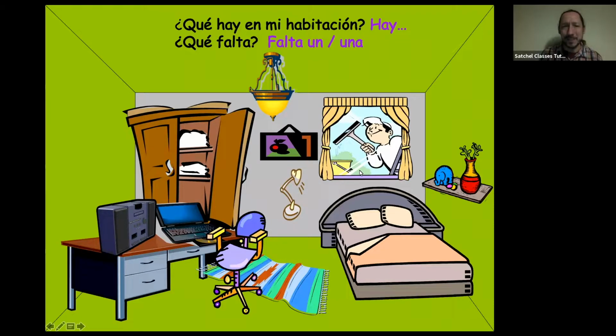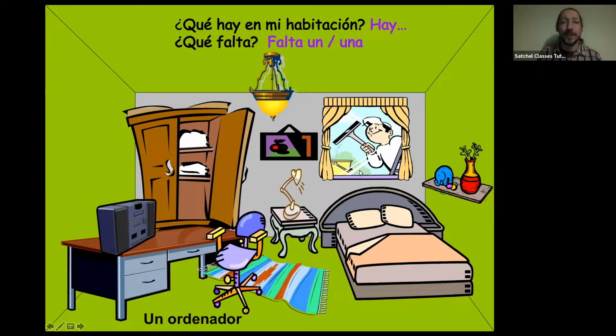¿Qué falta en mi habitación? What's missing? And there is something that is very weird here that wouldn't happen in real life if I actually pulled away that object. Exactly. Una mesa. Falta una mesa. Ready for the next one? ¿Qué falta en mi habitación? Un ordenador. Falta un ordenador. Are you ready for the next one?